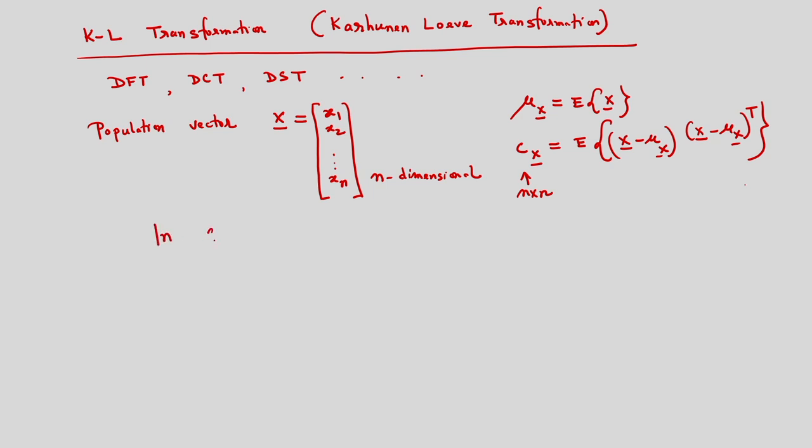In the covariance matrix Cx, suppose I consider the element Cii, that is the variance of Xi, and Cij is the covariance between Xi and Xj. So the elements of the covariance matrix are: Cii is the variance of Xi and Cij is the covariance between Xi and Xj. This covariance matrix is real and symmetric. It is a real matrix and a symmetric matrix.